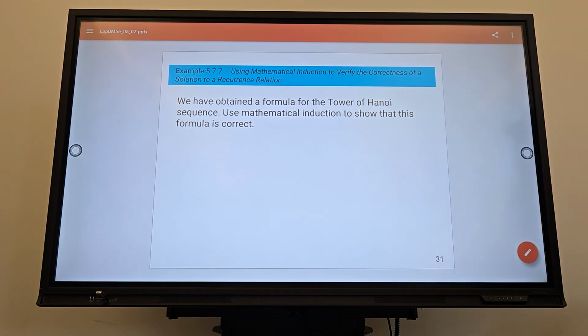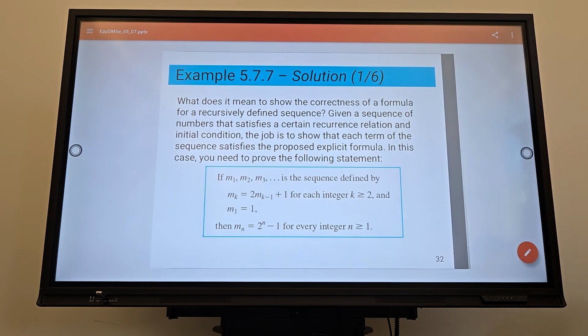We have obtained a formula for the Tower of Hanoi sequence. Use mathematical induction to show that this formula is correct. What does it mean to show the correctness of a formula for a recursively defined sequence? Given a sequence of numbers that satisfies a certain recurrence relation and the initial condition, the job is to show that each term of the sequence satisfies the proposed explicit formula. In this case, you need to prove the following statement.